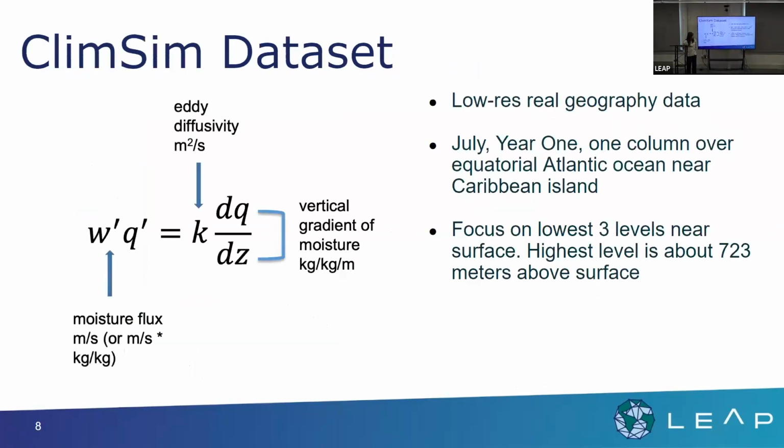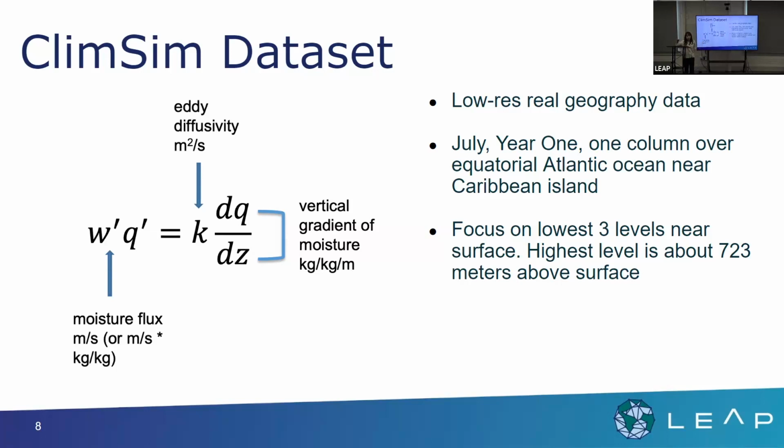Before I could apply any of this, I first want to talk about the equation that I was hoping to get. I used the real world geography data at low resolution, as Sunduk mentioned. I wanted to focus on where moisture would be most abundant, so I thought July would be a good month to look at because that's our summer month here. Then I looked specifically over near the Caribbean islands, over the ocean, because moisture is quite obviously abundant there.